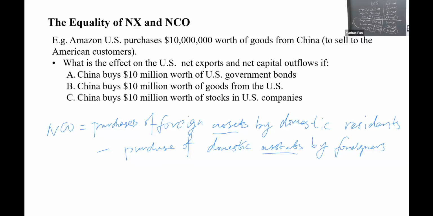China is going to buy 10 million worth of US government bonds, right? That's a domestic asset, the US bonds, purchased by China, by foreigners. So if this one, the second term increases, NCO decreases. And also, you can take a look at C. China buys 10 million worth of stocks. Remember, assets include stocks and bonds. So technically, A and C are kind of the same question. So for C, it's the same. How about B?